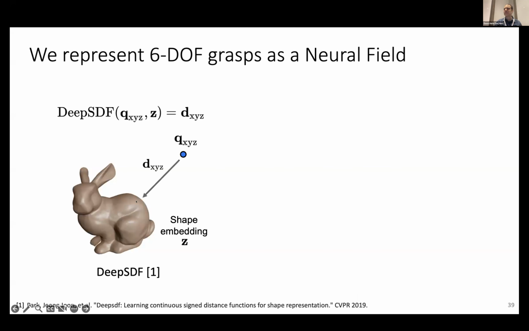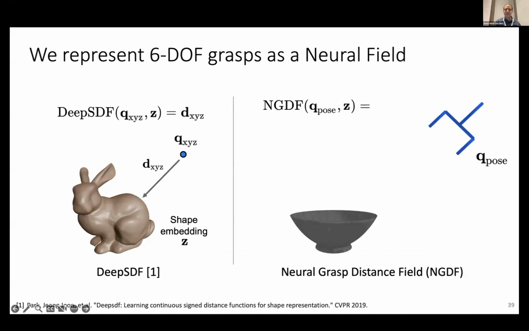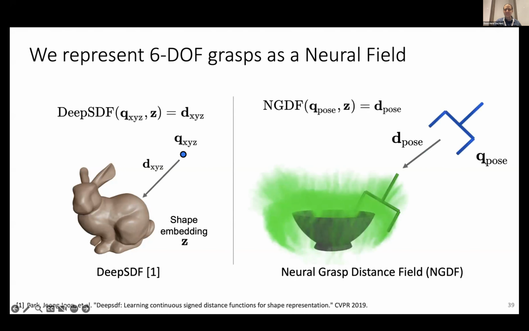And you can use that to reconstruct the object shape. Now, our approach will have some similarities to that. What we're going to do is take an object, and we have a potential grasp, which we represent as some grasp pose. And we have a latent representation for the object shape as well. And what we're going to output is the distance between this grasp pose and the nearest good grasp. So instead of outputting the distance to the object shape for reconstruction, since our goal is grasping, we're going to output the distance to the nearest good grasp of this object.